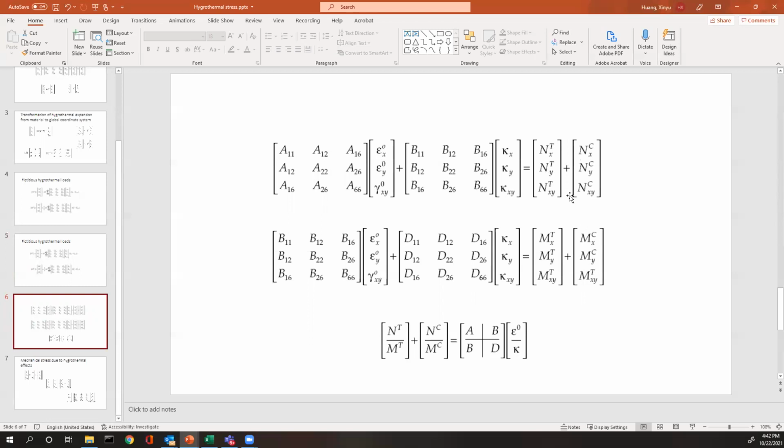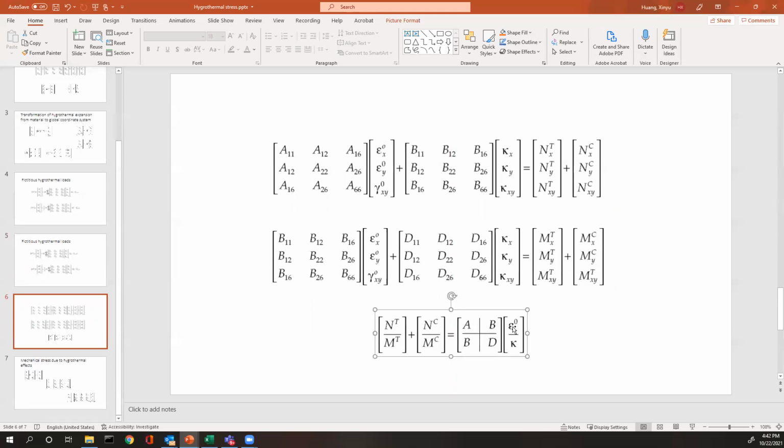All right, but these are not a true load. These are not a mechanical load. These are fictitious loads due to temperature rise, due to moisture change, right? Then you end up with the same set of governing equations that relates your midplane strain and curvature, epsilon 0 and kappa, with this fictitious load. If you're only considering thermal effect, you don't need anything with a C subscript. If you only consider moisture effect, you don't need anything with a T superscript.